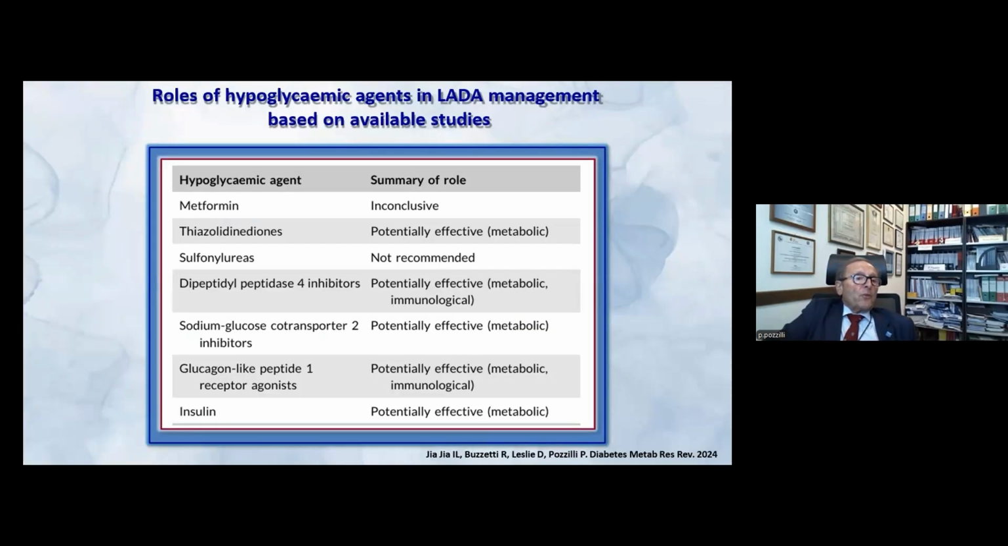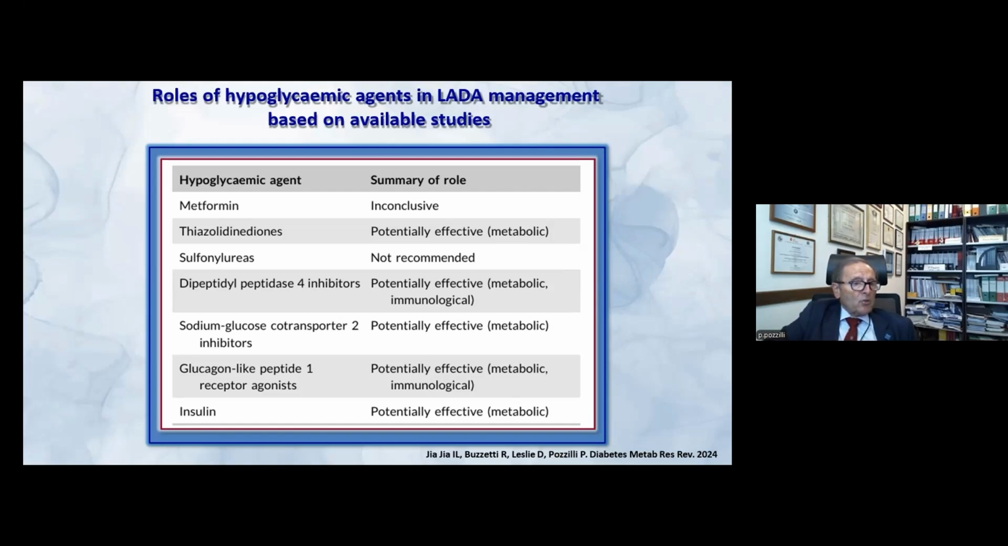And what about the role of adjunctive therapy with hypoglycemic agents? So if LADA is a type 1 diabetes in adults, can we use hypoglycemic agents that are used for type 2 diabetes in LADA? The answer is yes. For metformin, the results are inconclusive. For thiazolidinediones, there is data that shows some potential effect by reducing glycated hemoglobin. Sulfonylureas definitely are not recommended in these adult patients with LADA because they speed up the destruction of beta cells. The DPP4 inhibitors, dipeptidyl peptidase inhibitors, definitely have a potential effect on the metabolic and on the immunological mechanism.